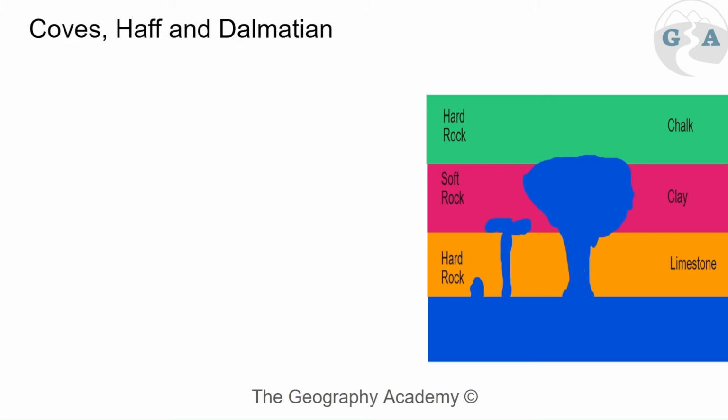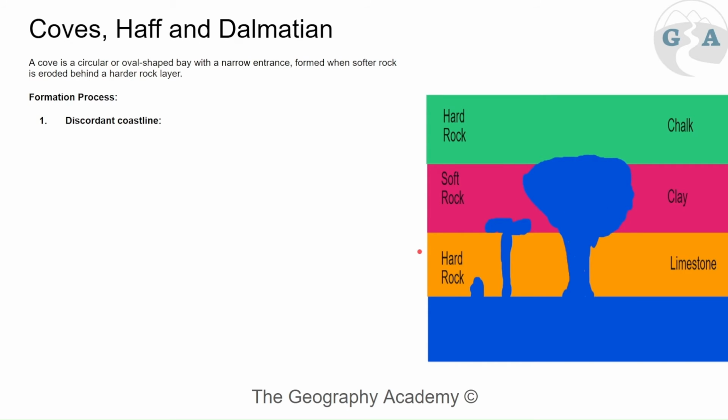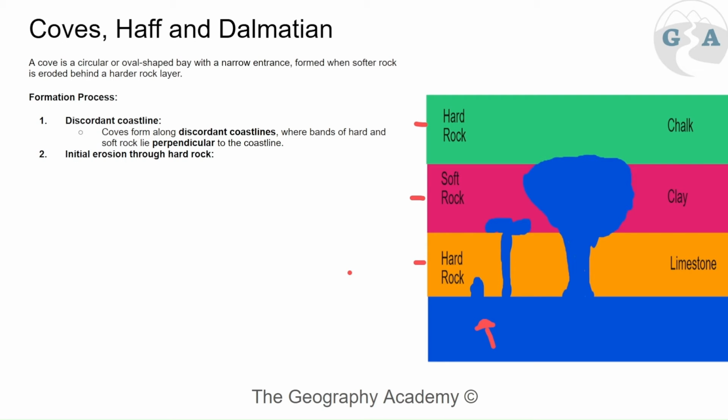Now coves, or halves and Dalmatians. What we can see in this case is a circular cove forming here with a narrow archway or entrance, and this is a discordant coastline. So we've got the hard rock, soft rock, and hard rock features there, and we can see the soft rock in the middle. The waves are coming in at this angle here, and it goes through initial processes, hydraulic action and abrasion. Weathering could have opened up certain areas of weakness, and it would be breaking through here.